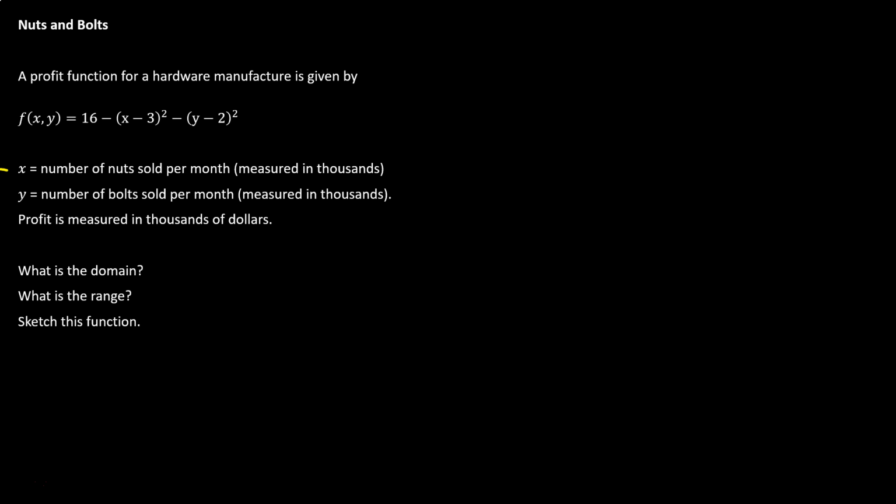Specifically, x refers to the number of nuts sold per month and y refers to the number of bolts sold per month. Notice that each one of these is measured in thousands. So if x equals 1, that's really like saying 1,000 nuts. And if x equals 0.1, that's saying 1/10 of 1,000. That's like 100 nuts.